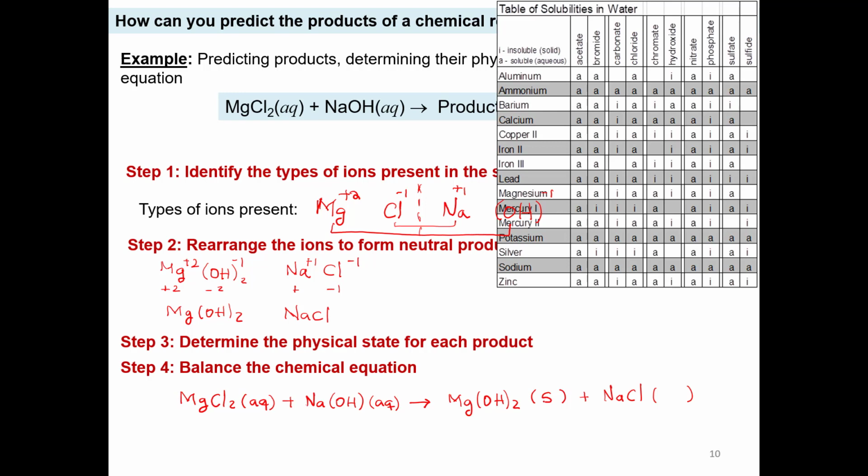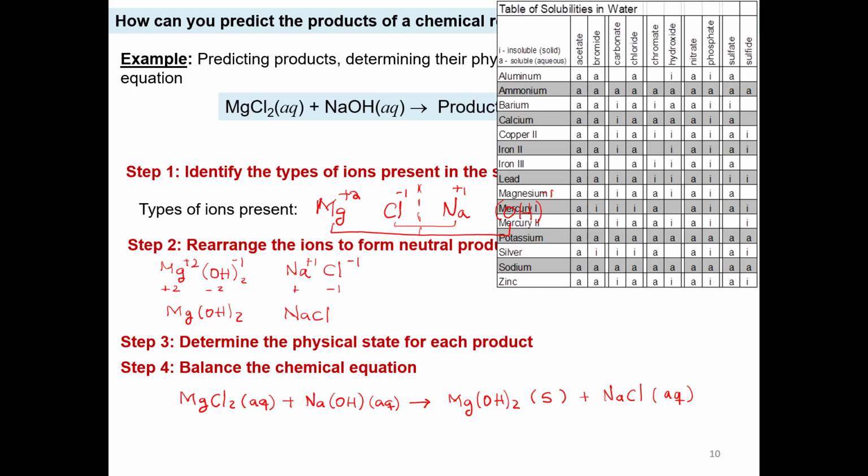Let's see what happened with sodium chloride. Here we have chloride. We have sodium here. Then is A. A means is soluble, means is AQ. And to determine the physical state, we will use the table in your equation sheet.